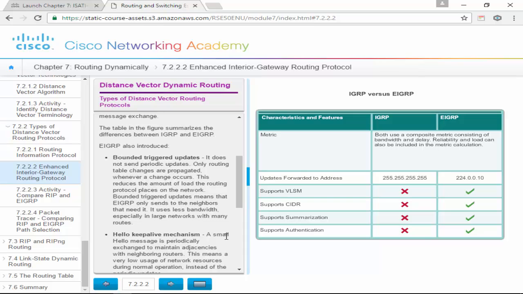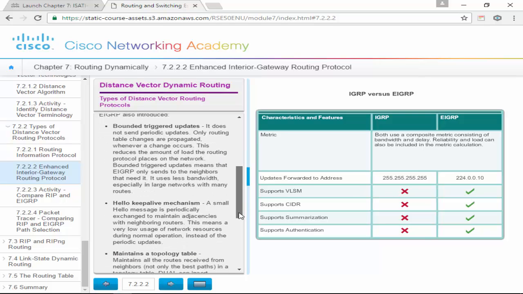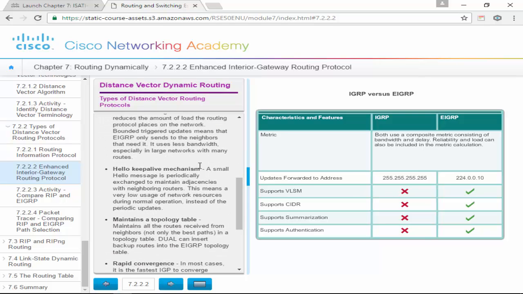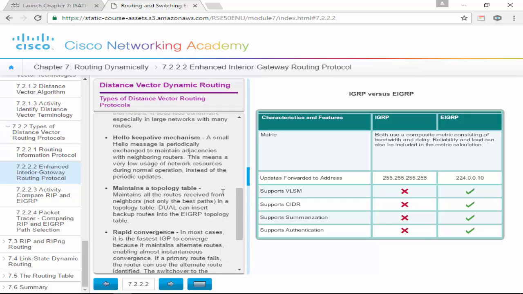Bounded triggered updates. This does not send periodic updates, only routing table changes are populated whenever a change occurs. So instead of just forwarding it out all the time, just do it when there's changes. It uses hellos for keep alives, which are lightweight, and just keep the route alive, saying, hey, this router's still there, we still can see it. Then it only has to multicast when there's changes and updates.